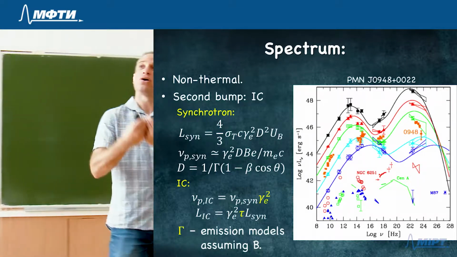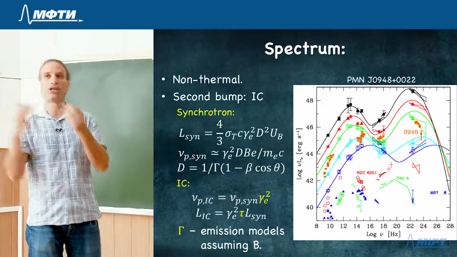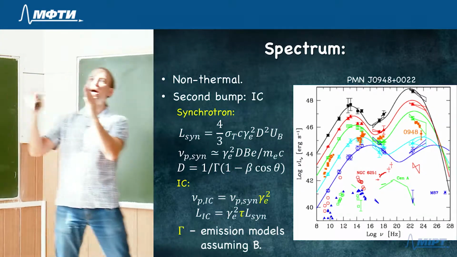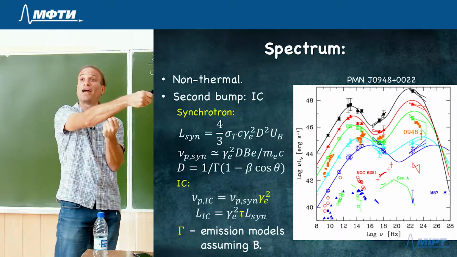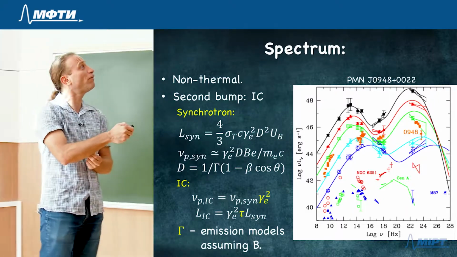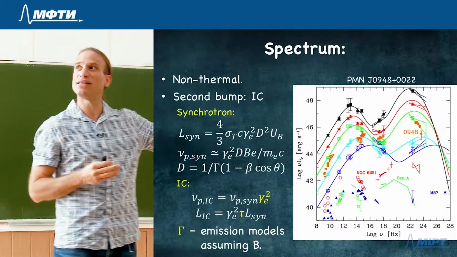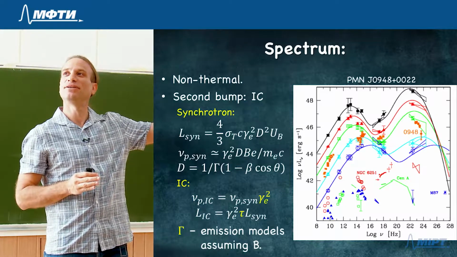Now, this thing will also be boosted by the same Doppler factor because we're still in the same blob. But now it is boosted by a factor of gamma squared. So the second peak should be different from the first peak by a factor of about gamma squared. Was this clear enough? Good.